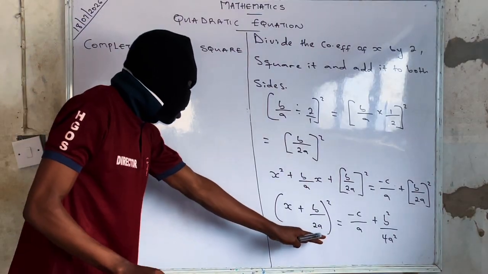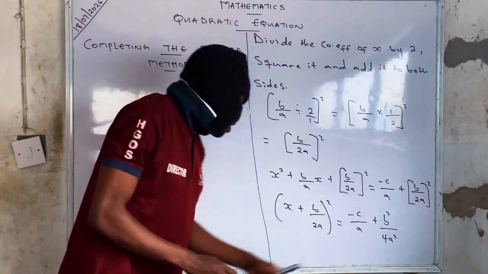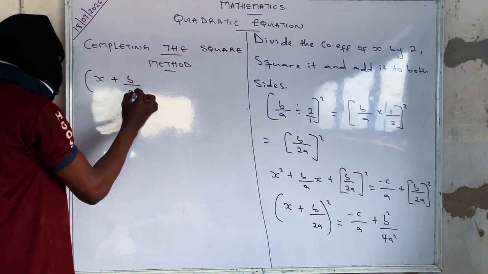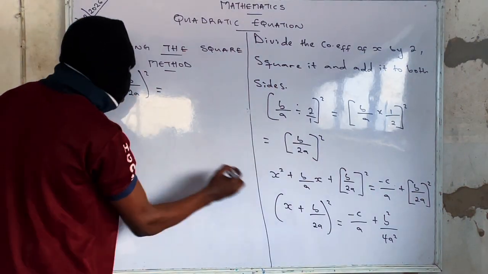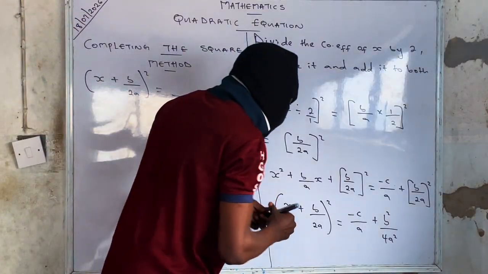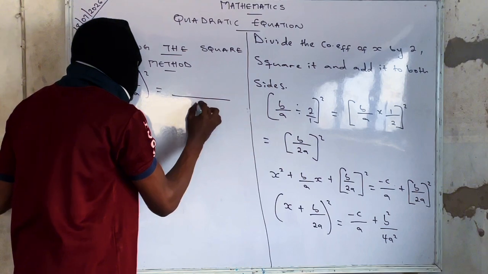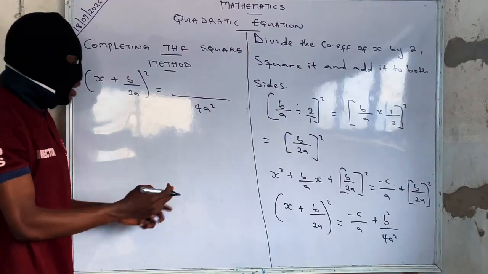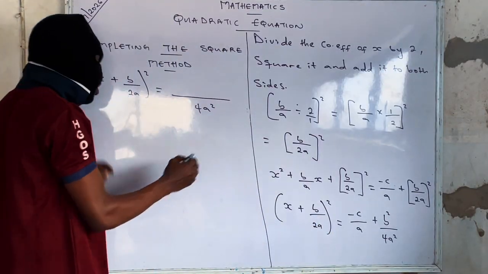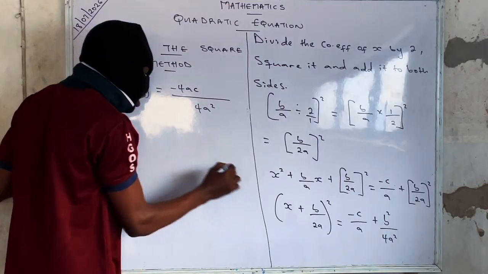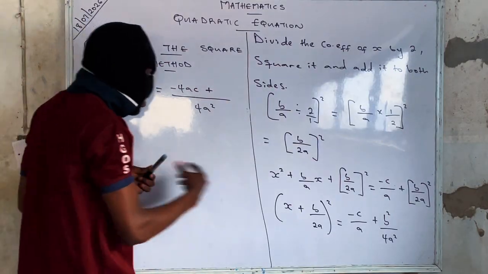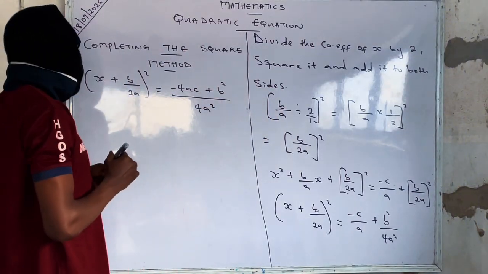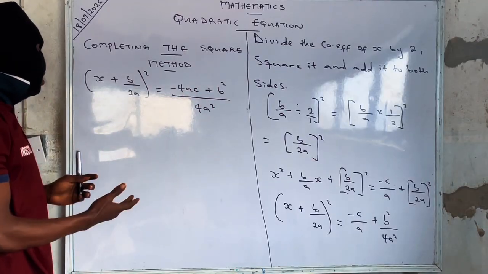Since we have something like this, we can find the LCM of this. Then we have x plus b over 2a square equals to the LCM of a and 4a square, which is 4a square. Now a in 4a square will give you 4a. Now 4a times minus c will give us minus 4ac. Then you have your plus 4a square in 4a square is 1. Now 1 times b square will give us b square. Now if you have something like this, you cannot add them together because they are not the same.